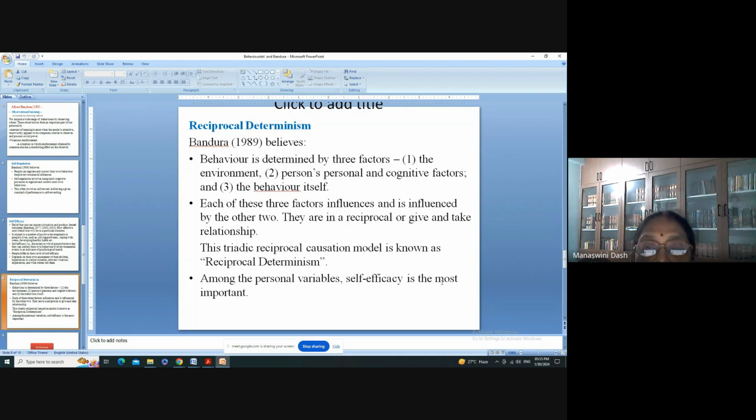If you sing and you can sing well, it can strengthen your belief. On the other hand, if you try to sing but you cannot sing well, then it will also influence your belief or your self-assessment. So these two are in a give and take relationship. Each of these two influences and is influenced by the other one.